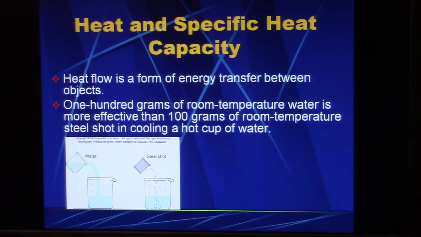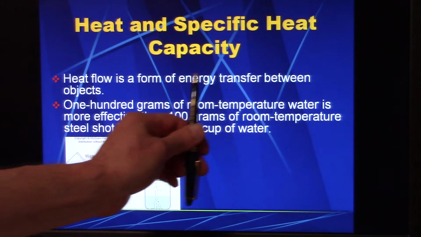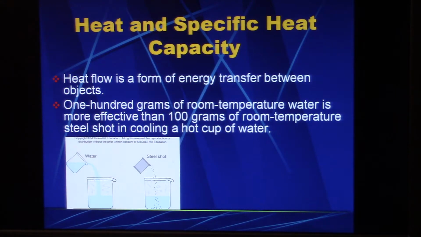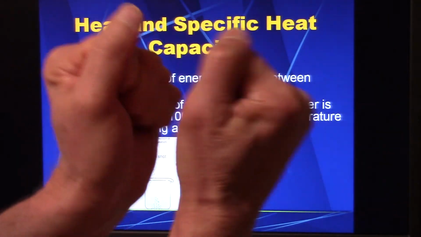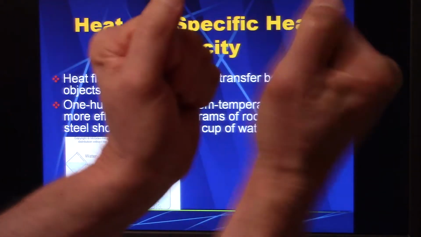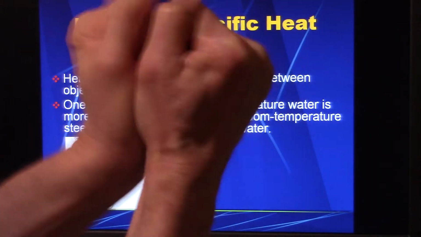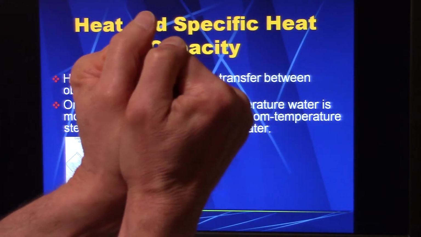And here they're just showing heat is the flow of energy transfer between objects, right? So it's energy transferring between objects. Literally what heat is, the molecules are vibrating. They have energy and they're pushing against each other. And that is literally what heat is.